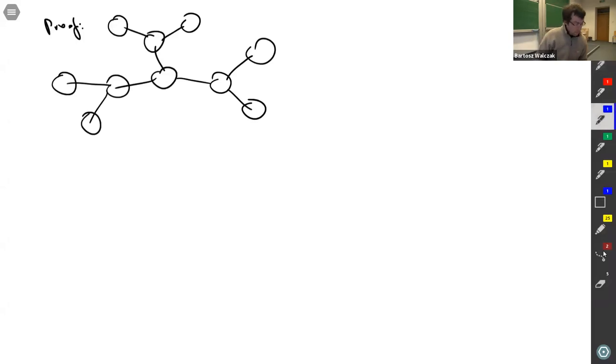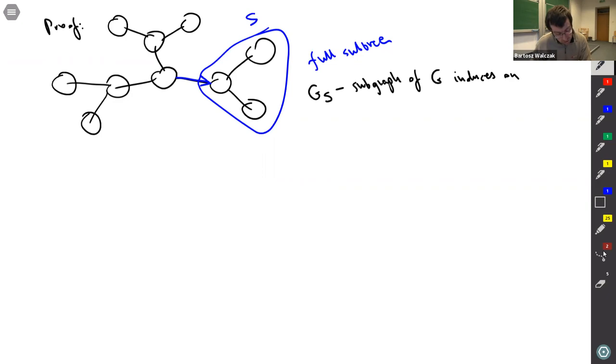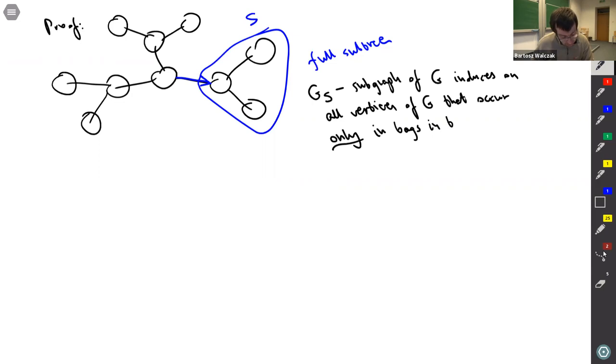And now a full subtree of a tree decomposition will be defined in such a way that we take an edge, direct it in some way, and everything that is pointed to by the edge, this is a full subtree. Okay, so let me call it a full subtree. So now if we have such a full subtree, then I want to define the graph of that subtree. So the graph of that subtree is the subgraph of G induced on all vertices of G that occur only in bags in the subtree S.